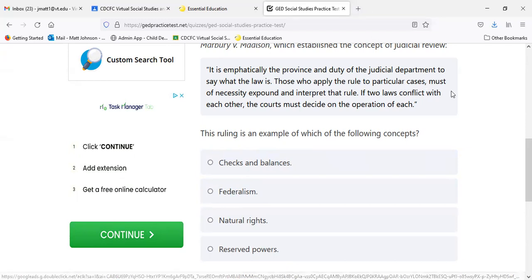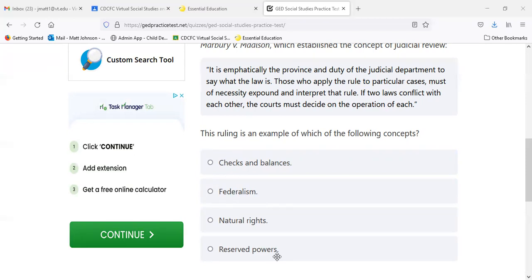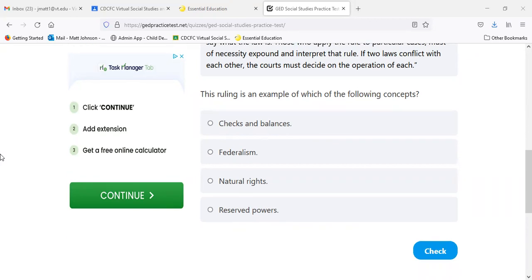Y'all give me just a second. Somebody's at my door. Just bear with me. Go ahead and take a look at the question. I'll be right back. Okay, sorry about that. It was actually my daughter. Okay, so did you guys come to a conclusion yet?